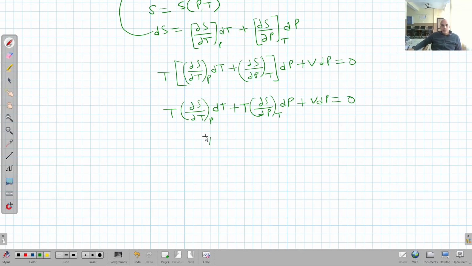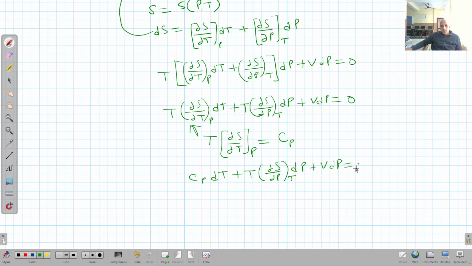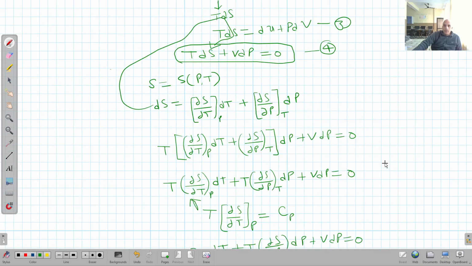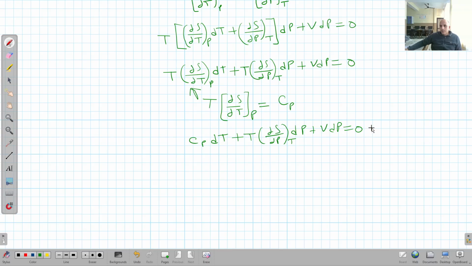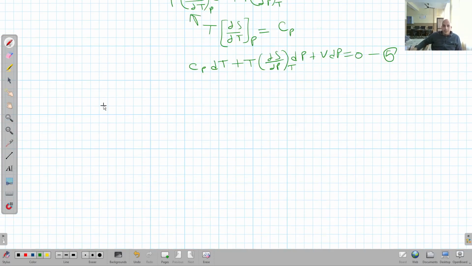But we know T (∂S/∂T) at constant P is equal to Cp. From thermodynamics, Cp is the specific heat at constant pressure, so I'm going to put it here. So I will get Cp dT plus T (∂S/∂P) at constant T dP plus B dP is equal to 0. It was equation number 4, this is equation number 5. Clear?